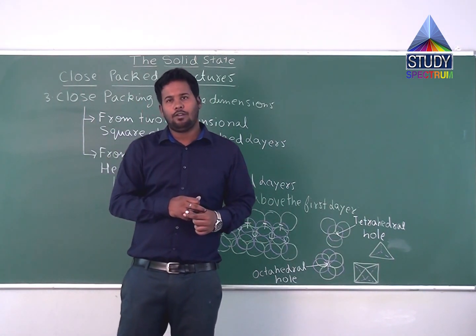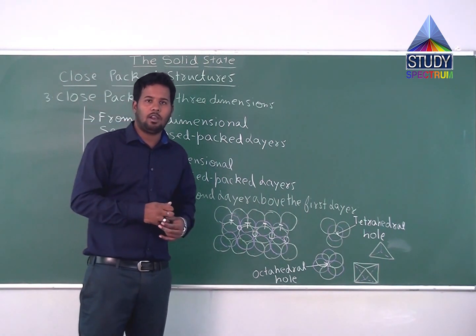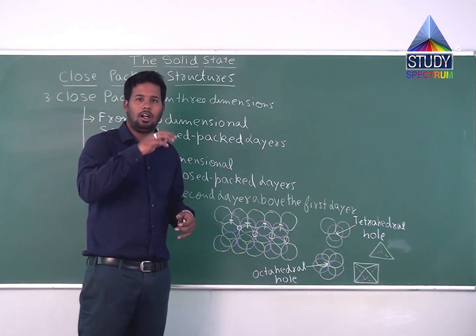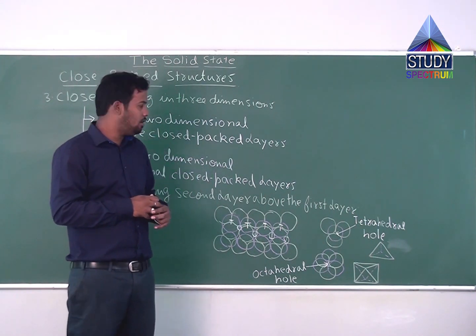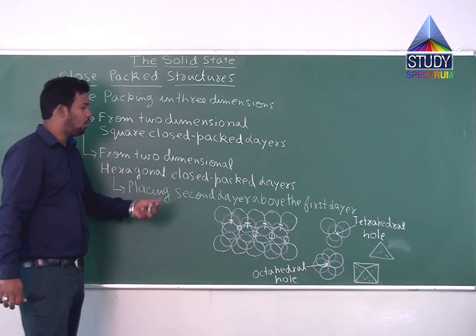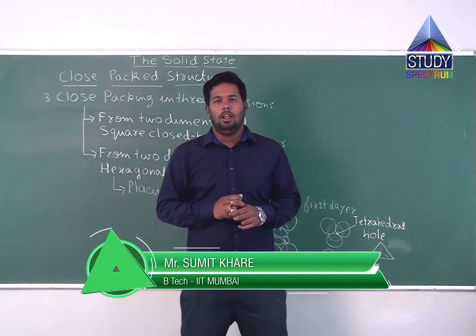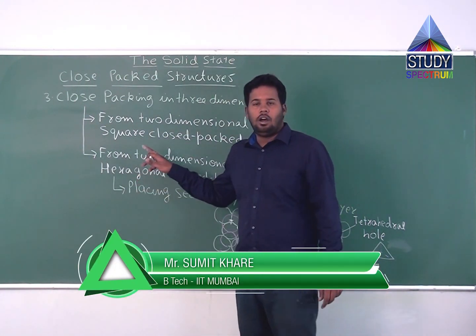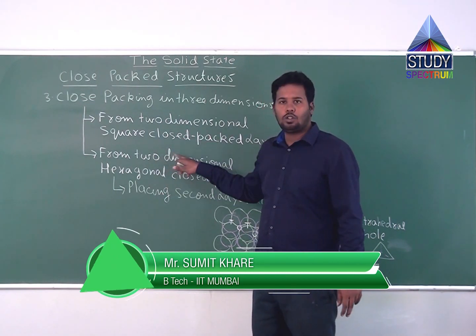If I choose hexagonal close packing of 2 dimensions and try to build the 3rd layer along z-axis, then it is close packing in 3 dimensions from 2-dimensional hexagonal close packed layers, which is further classified. We will talk about that. So let us see about close packing in 3 dimensions by choosing 2-dimensional close packed layers. Then how it can look like.